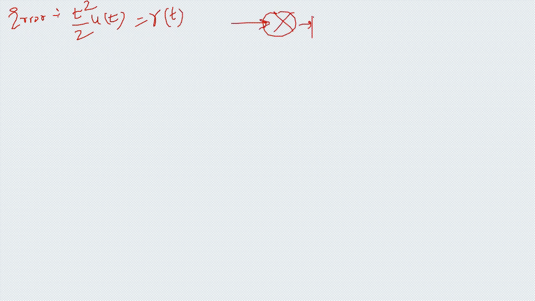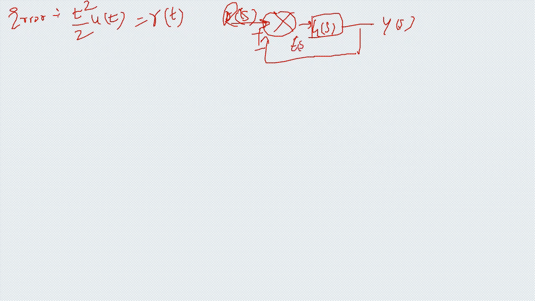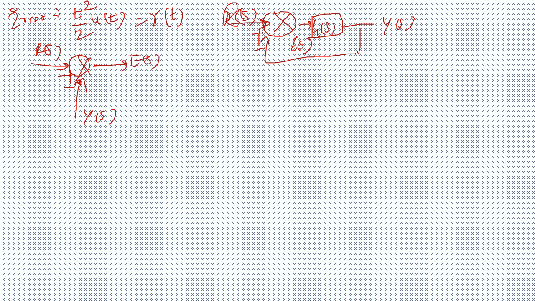So again I will show you how to find the error. The error is due to t squared by 2 u of t. This is our r of t. Let me quickly show you the control diagram. It is y of s, this is r of s, and this is our error, or in Laplace domain we can write this as e of s. So if I draw it here again, it is r of s, this is y of s, and these two get subtracted and we get e of s. So what we need to find is e of s. Now we know that e of s is equal to r of s minus y of s.